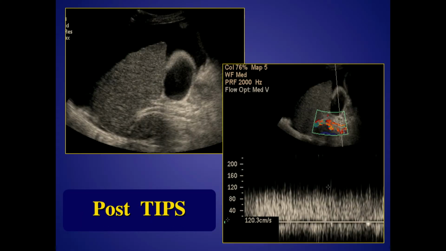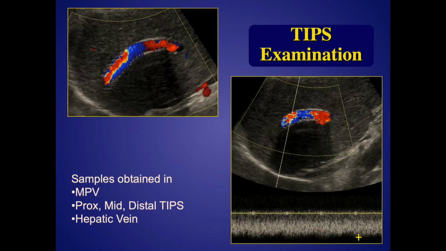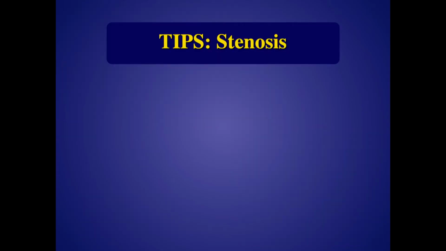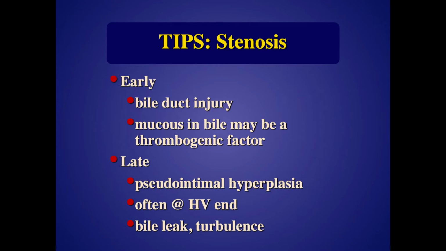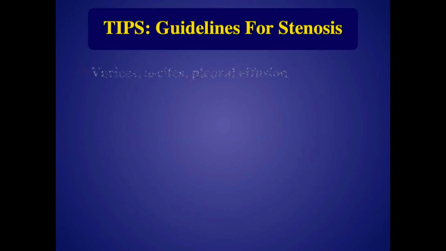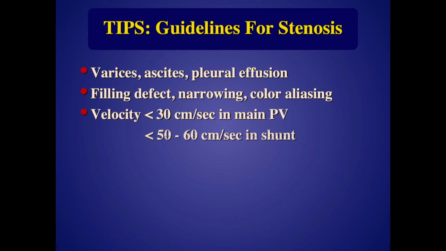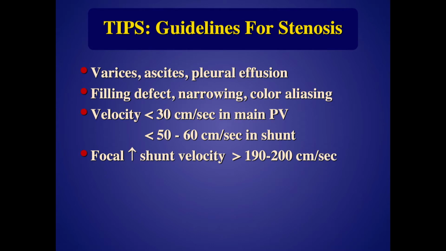So here's a patient post-TIPS. You can see the ascites, the cirrhosis, and we're getting our velocities, which should be between 90 and 190 centimeters per second. And we need to take samples at multiple locations: proximal, mid, and distal portion of the TIPS. When there's evidence of stenosis, which could be related to bile duct injury or just intimal hyperplasia over time, we'll see gradual narrowing before there is thrombosis of the TIPS. And of course, what are we looking for? We're looking for filling defect, narrowing, aliasing, and with stenosis, increased velocities in the stenosis and low velocity flow in the remainder of the TIPS from the obstruction.